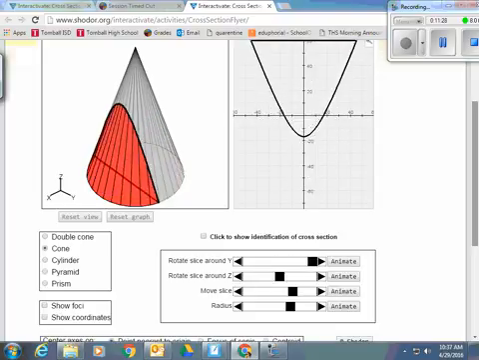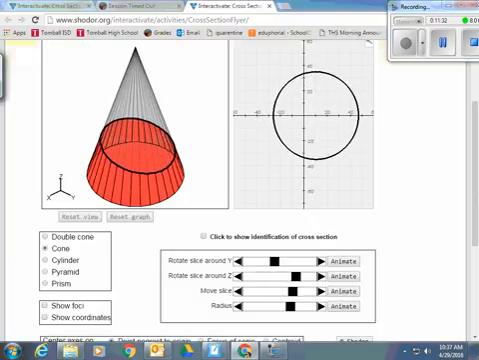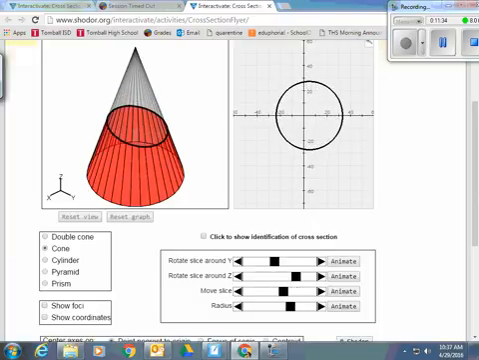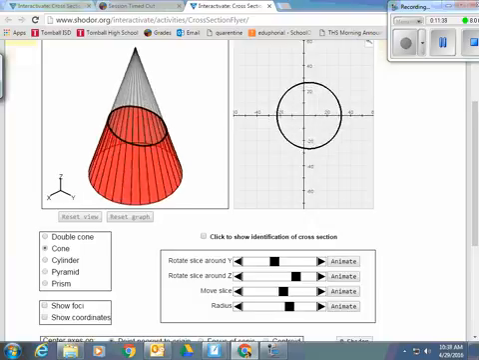Okay, so it depends on where I slice it. I can make it just rotating it around. I can also slide it up or down to make it bigger or smaller. Okay, and then I can make the radius also change.